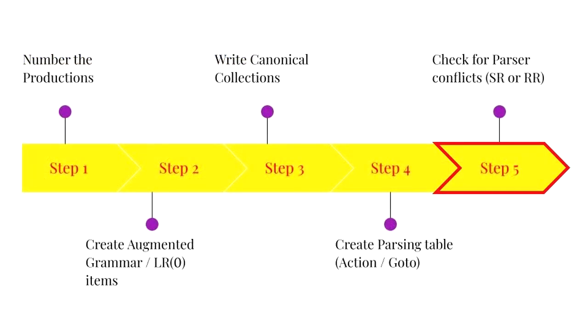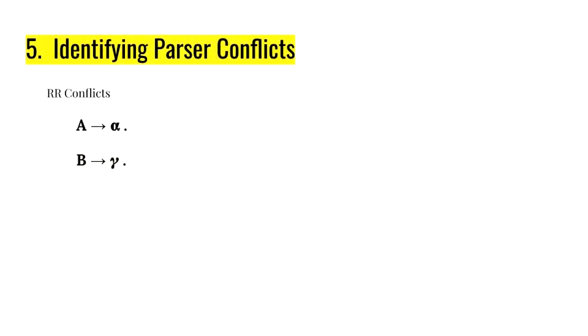The 5th step to find if a grammar is LR0 is to check for parser conflicts. Checking for conflicts is an efficient method to identify that the grammar is not LR0 in the 3rd step, while you are creating the canonical states. So there are 2 types of parser conflicts. The first one is RR, that is reduce-reduce conflict.